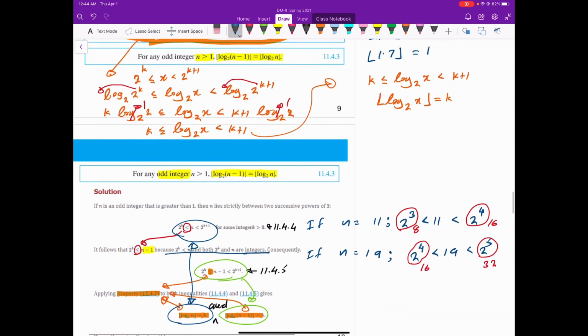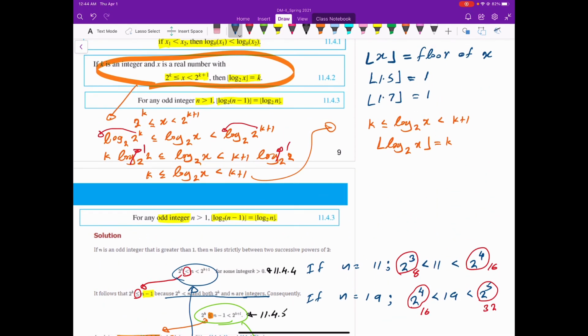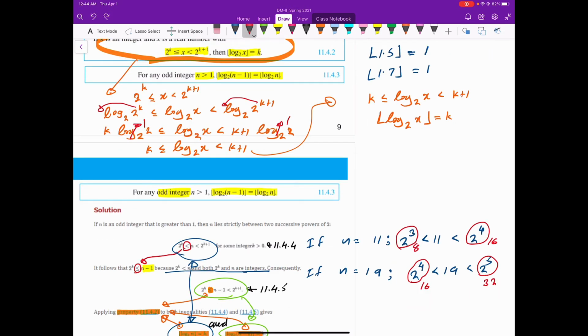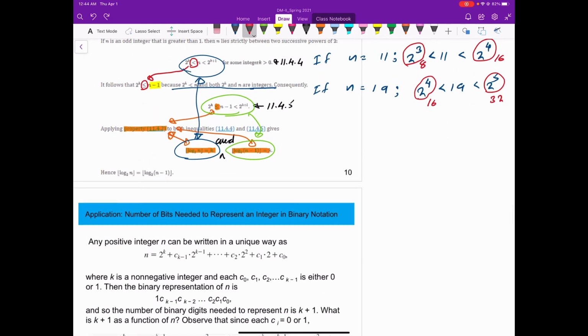All right, let's go back to that property right here. And this is the corresponding property we are using. You have 2 to the power k less than or equal to x, less than or equal to 2 to the power k plus 1. And then you have floor log of x to the base 2 equals k. So that is the condition over there. That condition directly supports this idea, because you have this less than or equal sign, so it directly supports that claim.